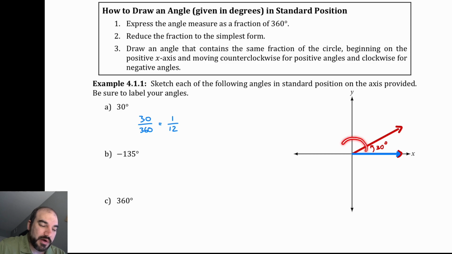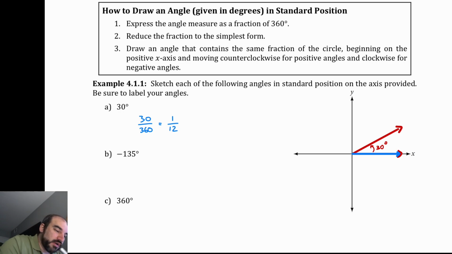How do you know that if we're going counterclockwise, it would land in the second quadrant? Because positive 135 is between 0 and 180 degrees, so it's up here. How do you know it's not in the first quadrant? It's because 135 degrees is between 90 degrees and 180 degrees.